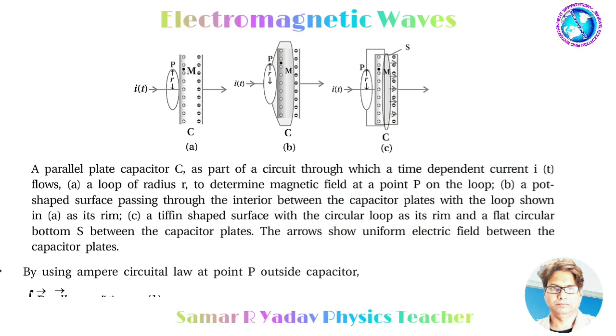In figure B, a pot shaped surface passes through the interior between the capacitor plates with the loop as its rim. In figure C, a tiffin shaped surface has a circular loop as its rim and a flat circular bottom S between the capacitor plates. The arrow shows the uniform electric field between the capacitor plates.